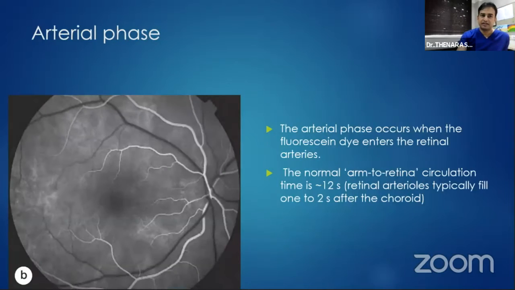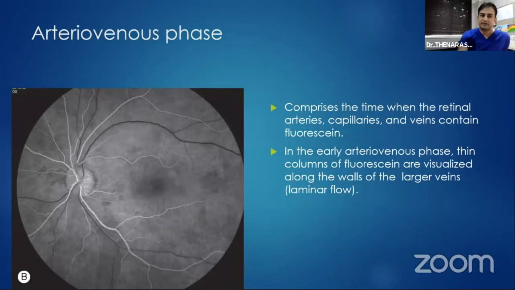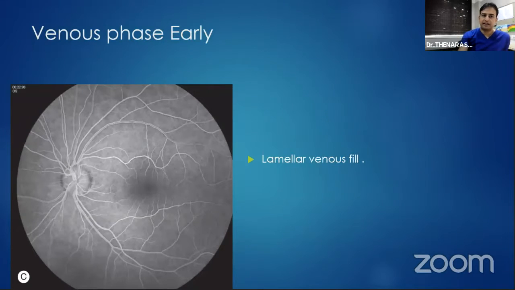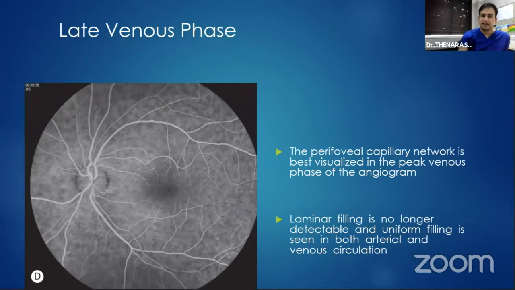Following which, the next 2 seconds is the arterial phase, where the dye enters into the arterial system. The normal arm to retina time is 12 seconds, which is very important for certain diagnoses. The next phase is the arteriovenous phase, where the dye enters into the venous system, which is 1 to 2 seconds. Next, the dye completely enters into the veins. Initially there will be a laminar flow, following which is a complete filling of the veins, which lasts up to 20 to 30 seconds.